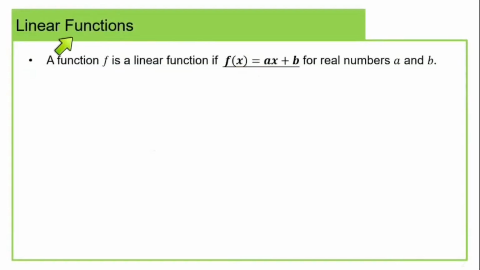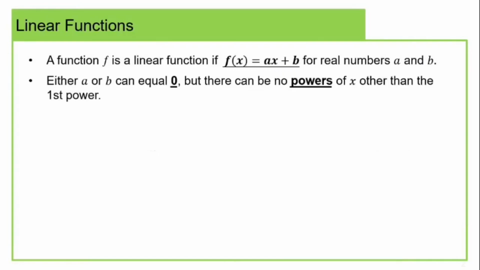So what do we mean by linear function? Well, a function f is a linear function if it can be written f of x equals ax plus b for real numbers a and b. In other words, we can have an x term and a constant, but that's all. Now, either a or b can equal 0, but there can't be any powers of x other than the first power. So if a equals 0, you won't have an x term, you'll just have a constant. And if b equals 0, you won't have a constant, you'll just have an x term. So you can have one or the other or both, but no other powers of x.